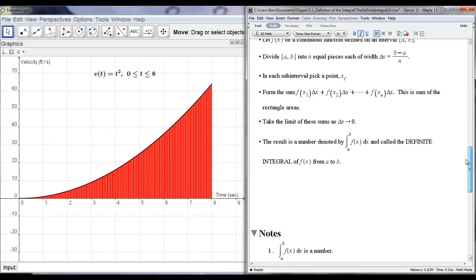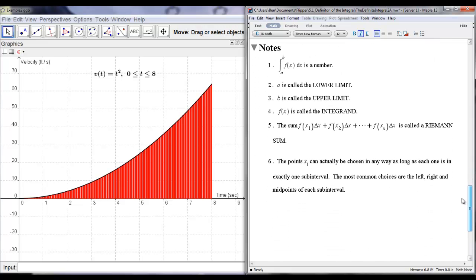Some important notes about the definition. The definite integral is always a number. a is called the lower limit, b is called the upper limit, f is called the integrand. And the sum is called a Riemann sum. And the final note is that the points xi can actually be chosen in any way as long as each one is in exactly one subinterval. The most common choices are left, right, which are the ones we used in our example, but the midpoint of each subinterval is also a choice, and we'll look at that in some of the examples later on.